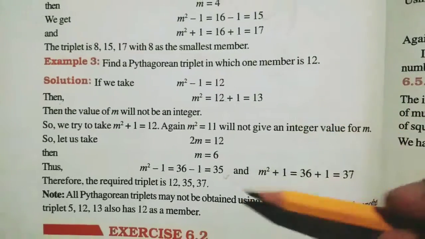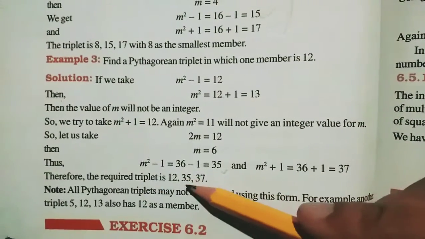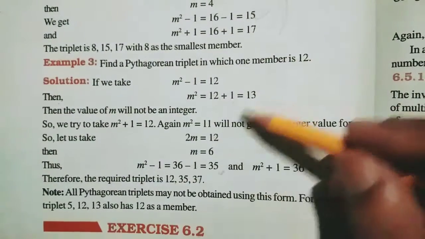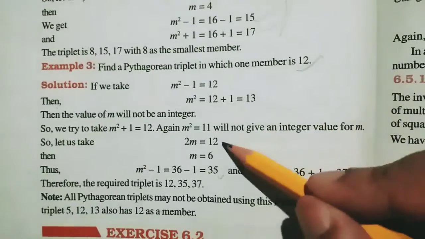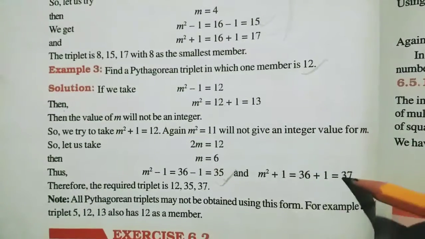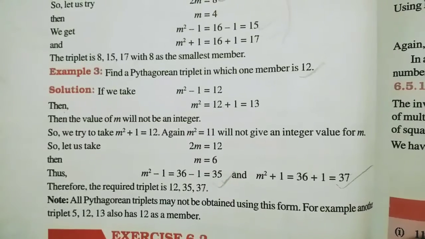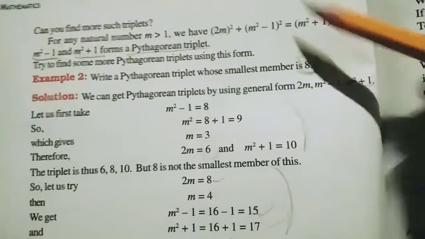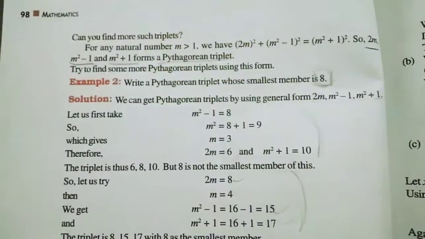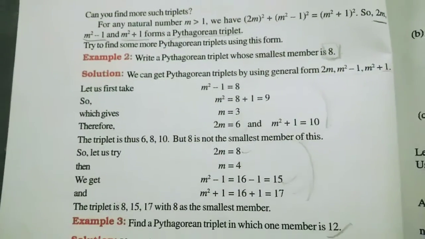So what did we get? The required triplet is 12, 35 and 37. This 12 is given in the question, this 35 you got here, and 37 you got here. In this way you have to find the triplets. Very easy. The main formula is this one only. Always remember this one formula: 2m, m square minus 1, m square plus 1. I think you have understood this.